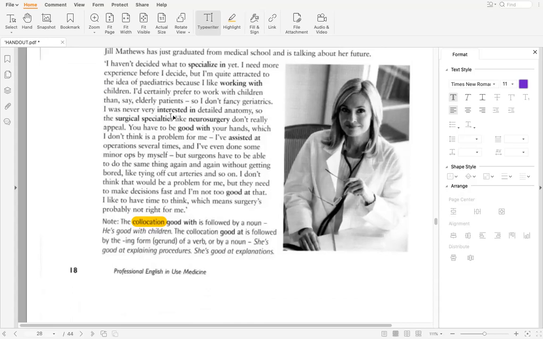I was never very interested in detailed anatomy. So the surgical specialties like neurosurgery don't really appeal. You have to be good with your hands, which I don't think is a problem for me. I've assisted at operations several times, and I've even done some minor ops by myself.